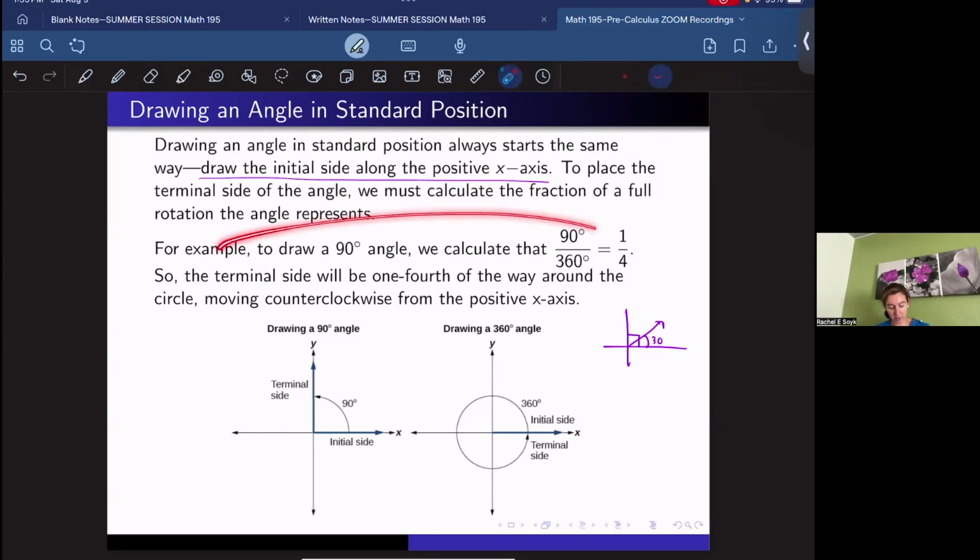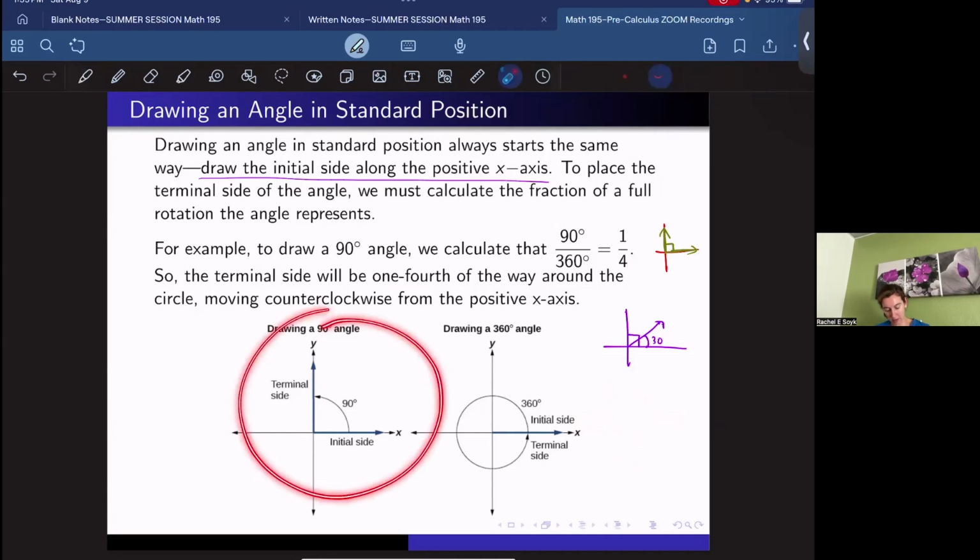They started off with an easier example of just 90 degrees where you literally have your terminal side on your y-axis. Maybe I'll draw that here. So this is your terminal side, this is your initial, and then we have that 90-degree angle, right? They also represented it over here.